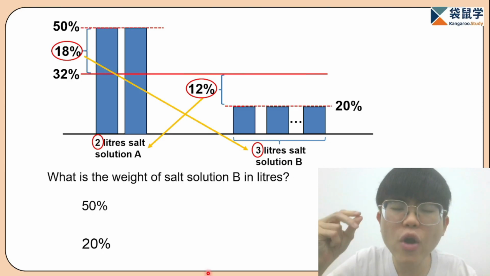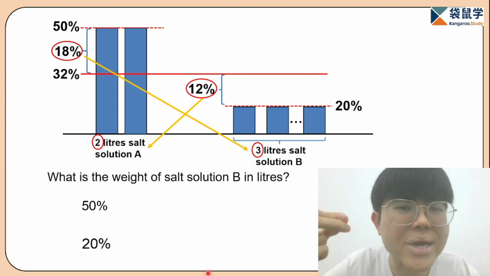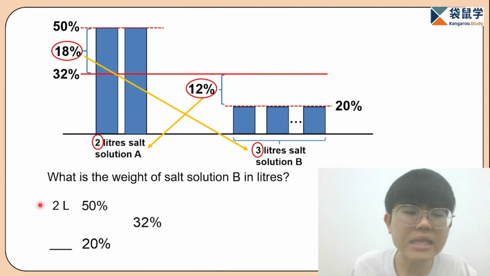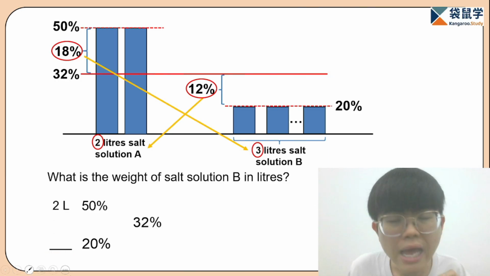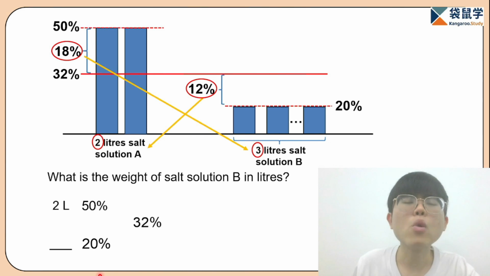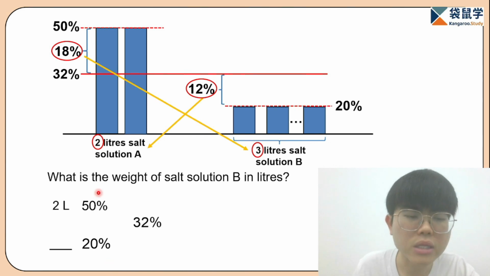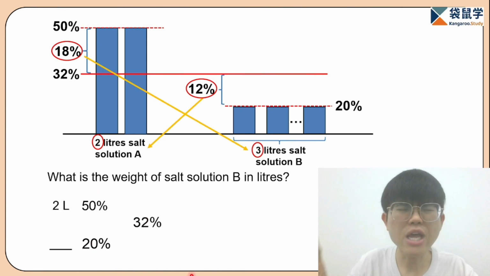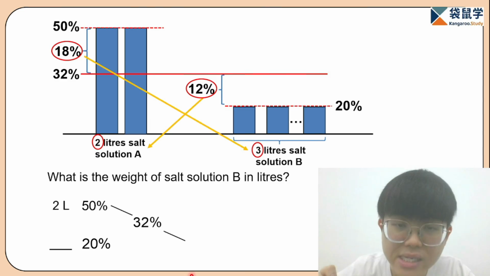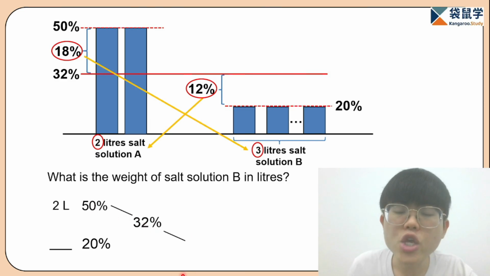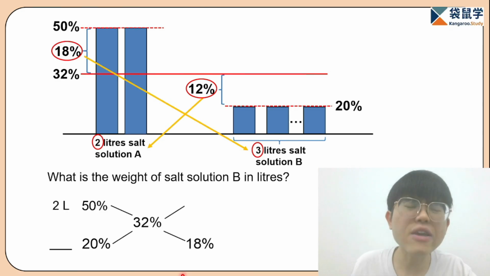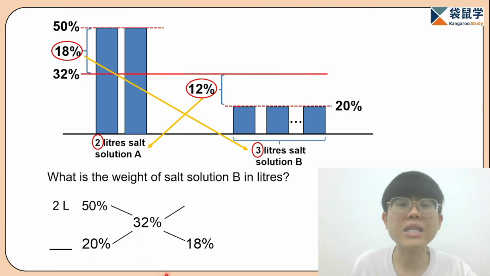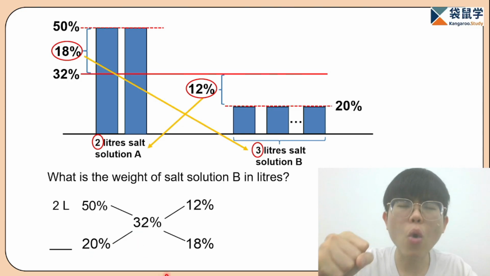And then we write the resulting concentration in the middle, like this, right? And then this is the weight of the two solutions. We know that the first one is 2 liters, but now we assume that we do not know the weight of the second solution. Now, what we want to do next is find the difference between these two numbers and these two numbers. So first, we cross it out, right? If you find the difference here, you will see that it is equal to 18%. The next thing, we also find the difference between these two numbers, 32 minus 20%, which is 12%.